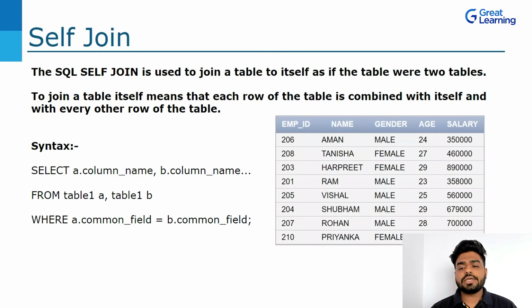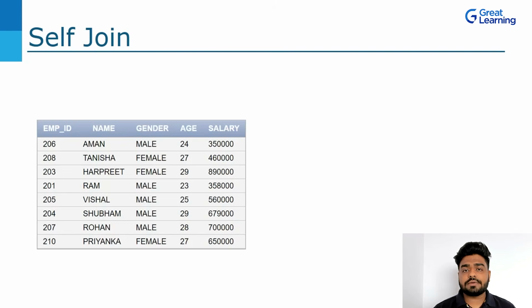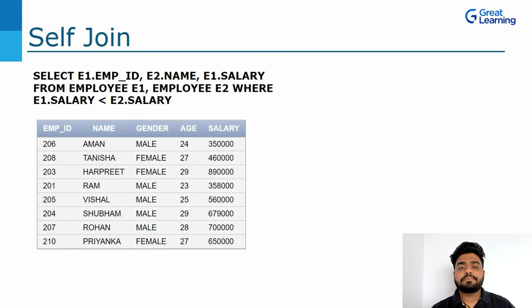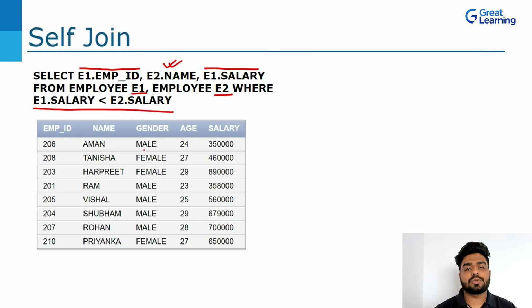If you look here, we have this particular table: emp ID, name, gender, age, and salary. Have a clear look at what is present in this table, because we are going to use a self join on it. Self joining means that whatever code we write is set up so that two tables are created. We have an employee table, employee E1 is one table and employee E2 is the second table. From employee 1 we want employee ID and salary, but from employee 2 we only want the name, where employee 1 salary is less than employee 2 salary.